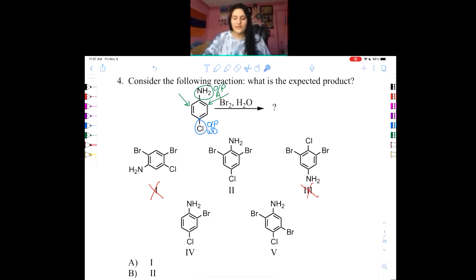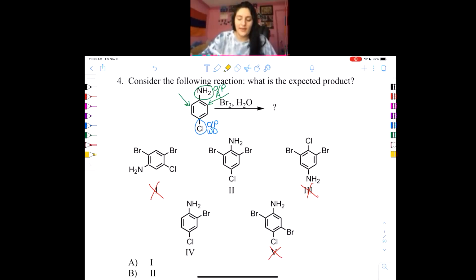This one looks pretty reasonable. And the last one, we know that doesn't make sense because one of them added ortho and one of them added meta. That's not going to happen. We'll cancel that one out. So now between 2 and 4, this is the one where it gets a little bit weird, because if we have an NH2 on the ring and we react with Br2 and H2O, someone also pointed out that it's H2O, not FeBr3, exactly.